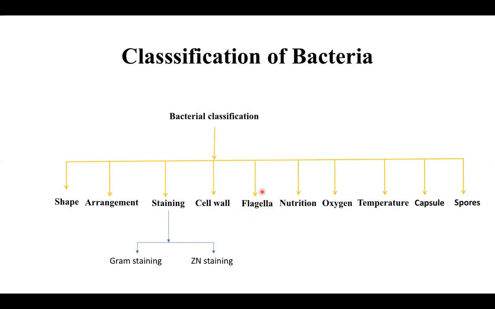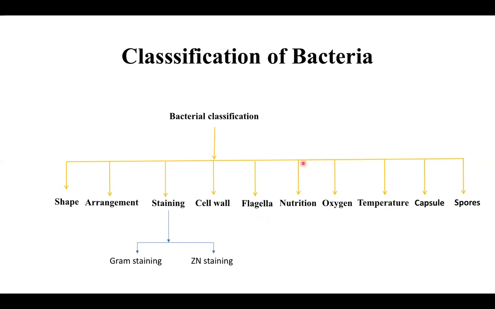And on the basis of another criterion, the presence of flagella, those bacteria which have a locomotory organ, that is flagella, present on their body are known as flagellated bacteria. While those bacteria which lack the flagella as locomotive organs are known as non-flagellated bacteria.